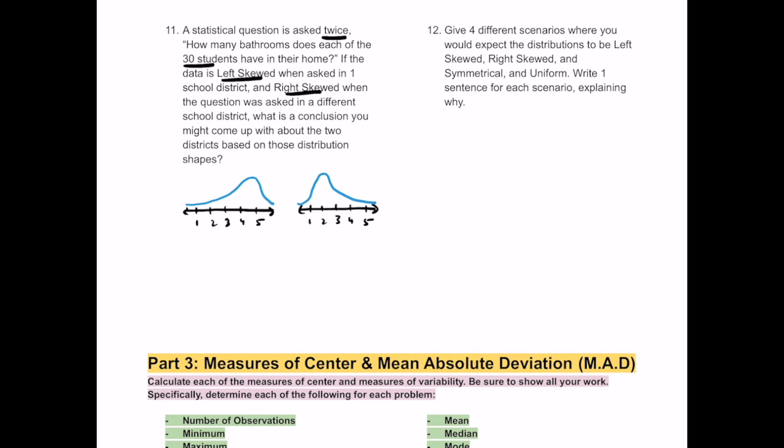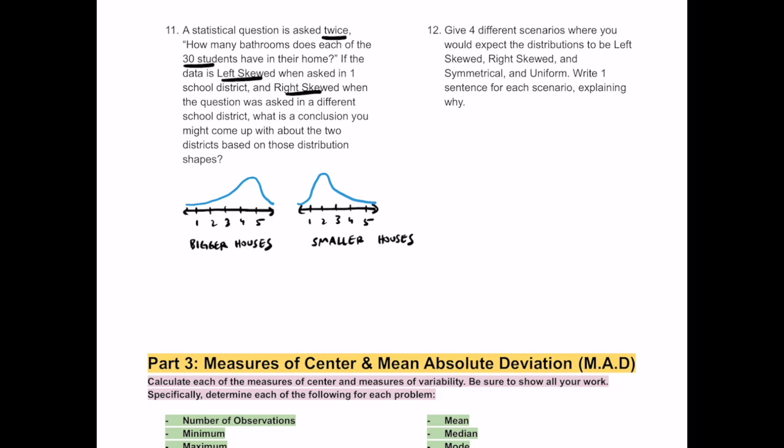So maybe in one school district, we could say that these actually had maybe bigger houses or bigger homes. And why would that be the case? Well, if they asked 30 random students and they all responded that most of them had between 4 and 5 bathrooms, well, more likely than not, you have more bathrooms, your house is bigger and just has more rooms in general. And over here, you would maybe be able to assume that if you only had 1 or 2 bathrooms, that you might be living in an apartment or a really small house, right? So that is maybe one conclusion you could make.